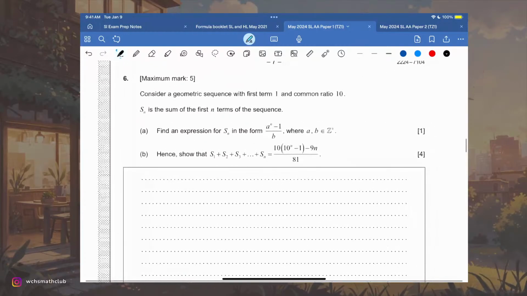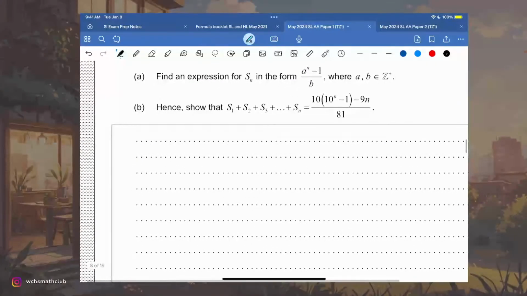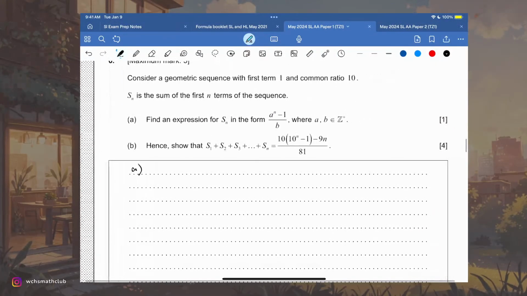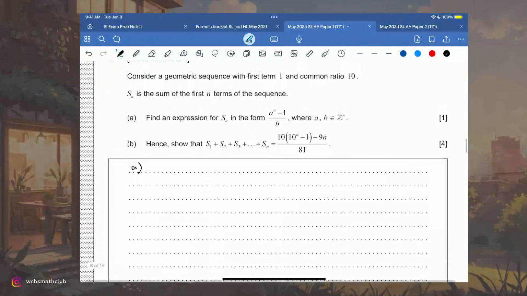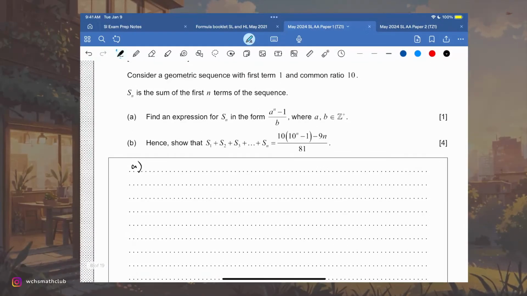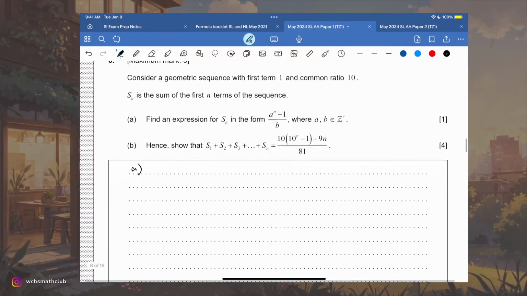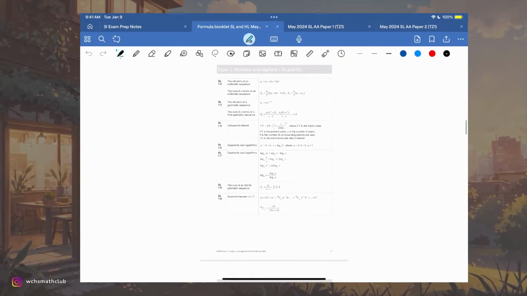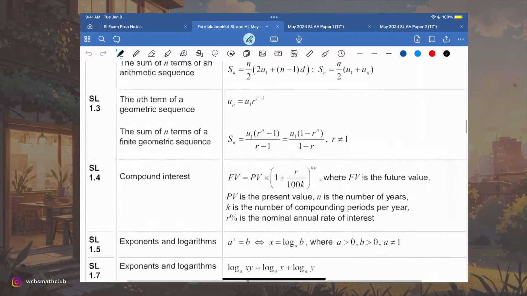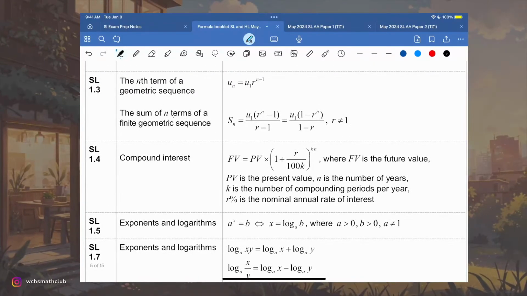So consider a geometric sequence with first term equal to 1 and common ratio 10. First it tells us to find an expression for the sum in the form of a to the power of n minus 1 over b, where these are unspecified integers. So we can recall the sum of a geometric series formula. If we go to the formula booklet and scroll down into the geometric section, we have the sum of n terms of a finite geometric sequence, and this is the formula we can use.